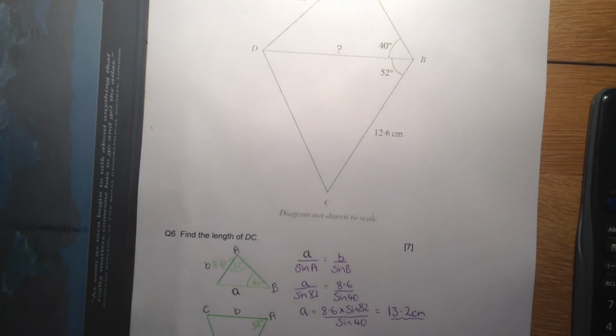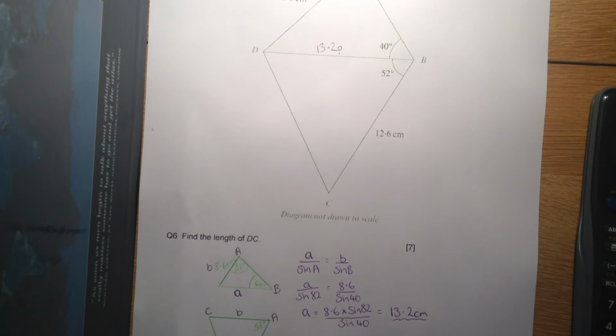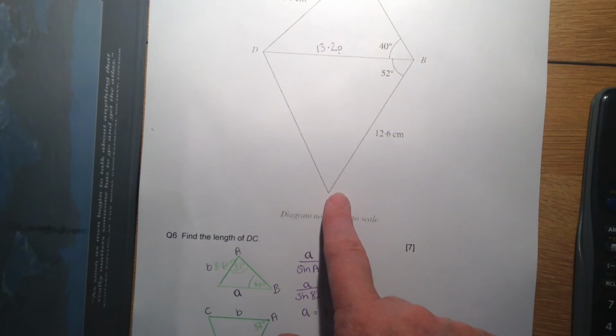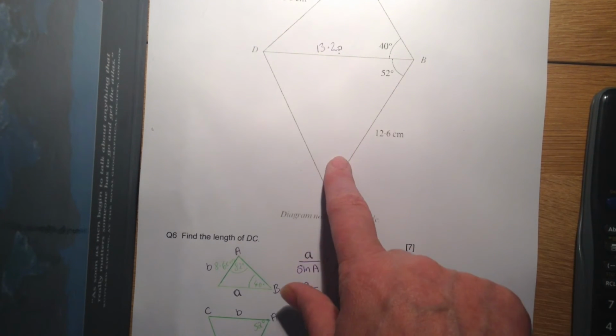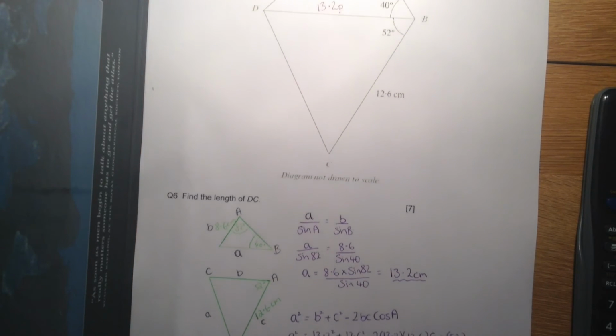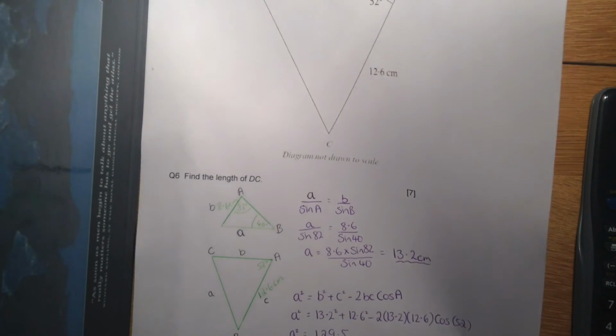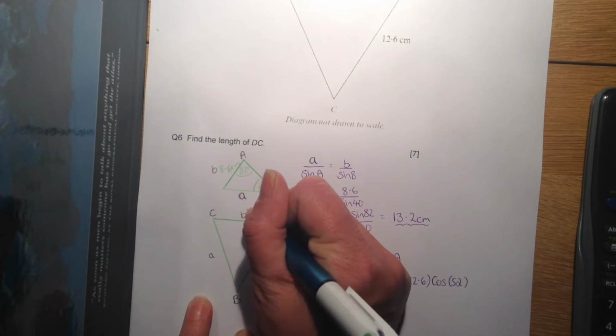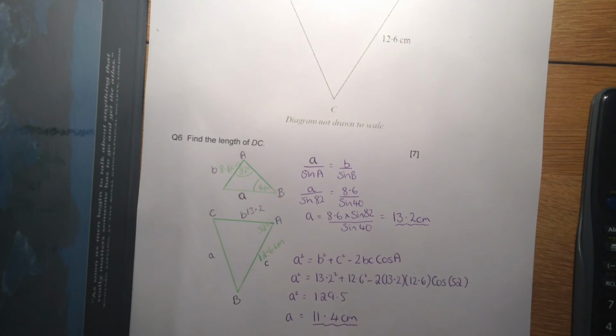Okay, so now I know that this side is 13.2. I can now use cosine rule to find this side, because I've got side, angle, side, or we could look at it as arrowhead. Right, so again, I've drawn him out. So I'm going to put that on there, 13.2, so I remember it. I've labelled up the sides.